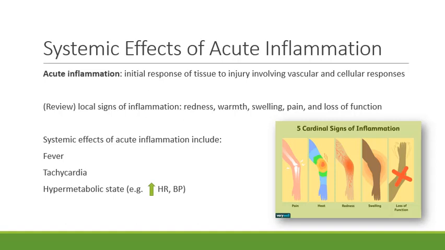So there are those local signs of acute inflammation. We talked about those again last week. There can be systemic effects also. And these systemic effects are things that the primary care provider may also be interested in. So systemic effects: fever, tachycardia, or a hypermetabolic state. A primary care provider may order tests to evaluate things like serum protein levels or white blood cell counts. And this can give the provider an idea about disease status.